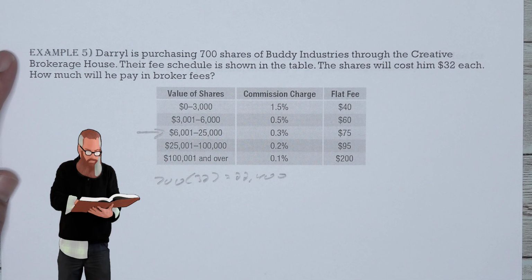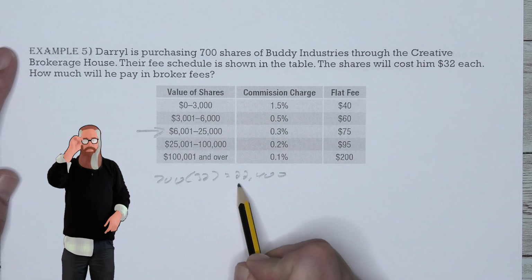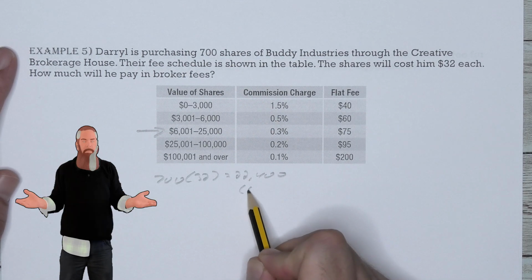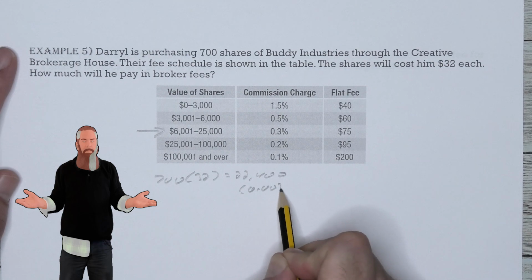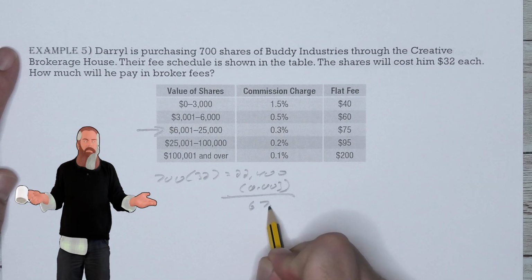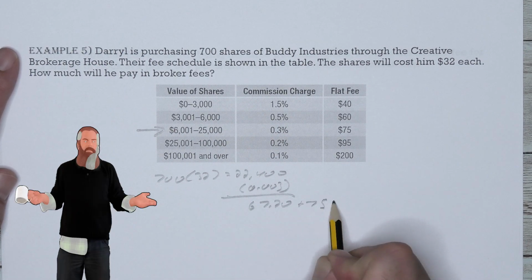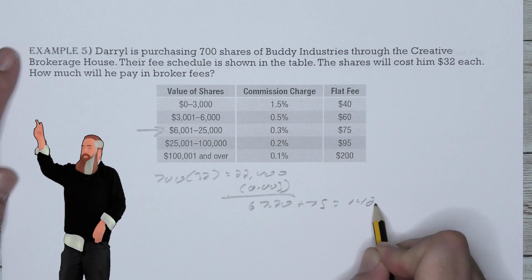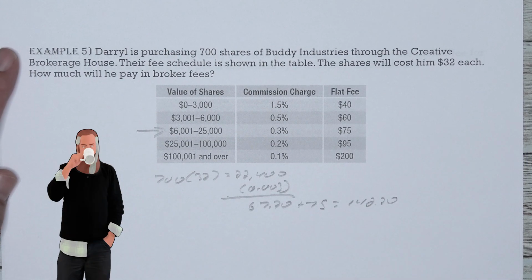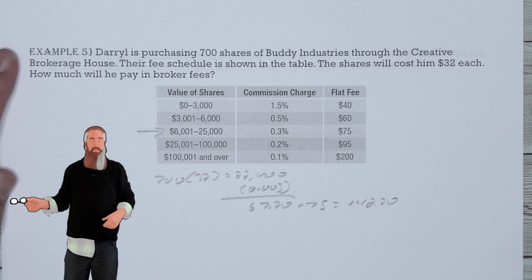He converts the 0.3% to a decimal and then multiplies it to find the commission he's going to be charged. So we multiply 22,400 times 0.003 and we get $67.20. We have to add to that the fee of $75 to get $142.20. So the brokerage fee for the trade is $142.20.